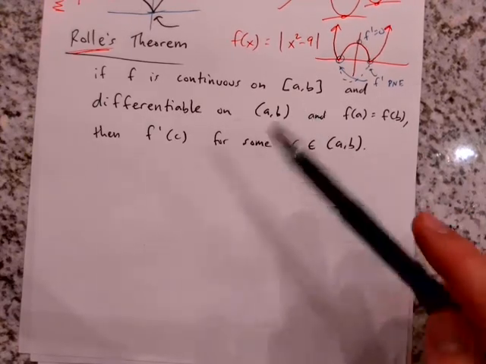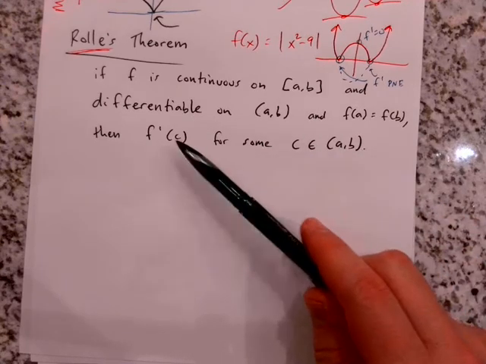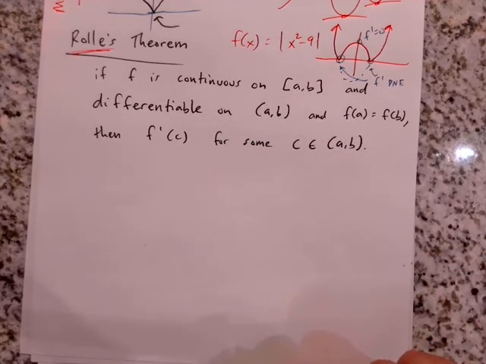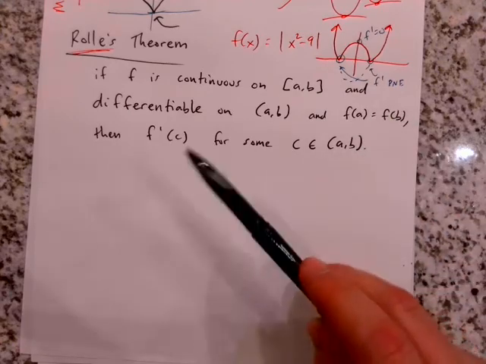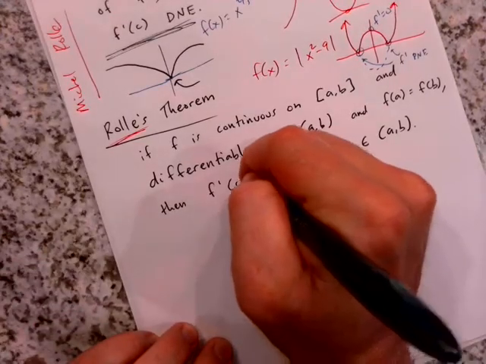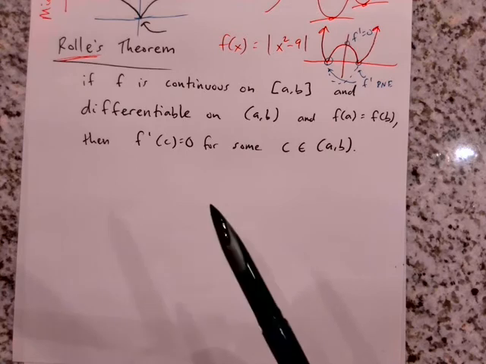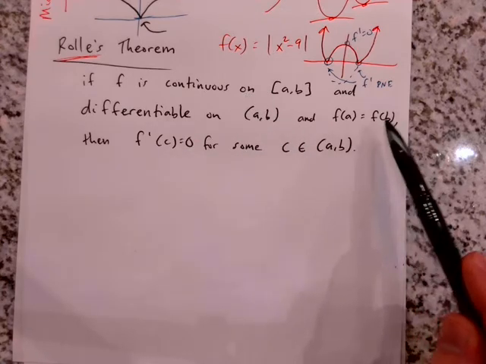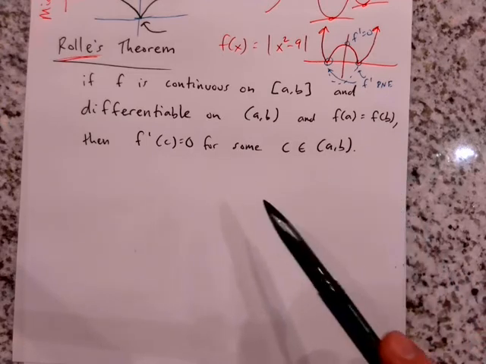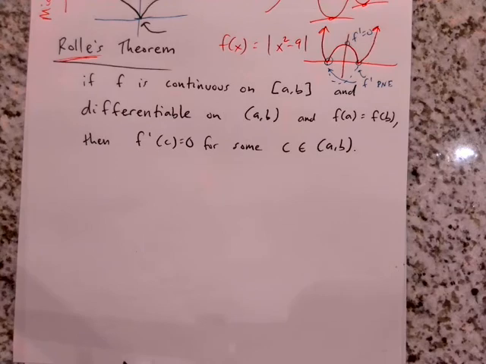Rolle's theorem. If f is continuous on the closed interval [a, b], and differentiable on the open interval (a, b), and if f of a equals f of b, then f prime of c has to equal 0 for at least one c in the open interval (a, b). So essentially, if you have a continuous and differentiable curve and your endpoints are equivalent for their y values, then the slope's got to be 0 somewhere in the open interval (a, b).